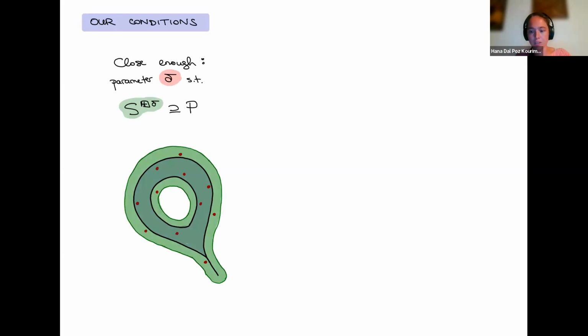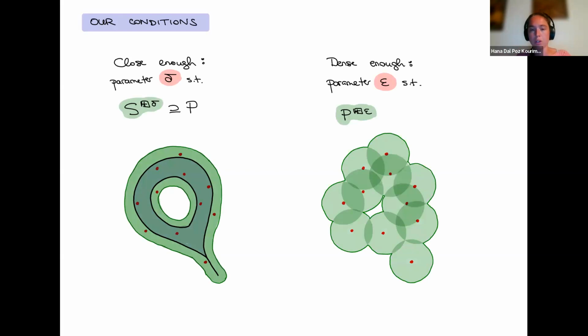Dense enough is vice versa. You start with the point sample, and you choose some parameter epsilon and consider the epsilon offset of the set P. And then the point cloud is dense enough if the set S lies within the epsilon offset of the point cloud. Okay, so that's pretty straightforward.